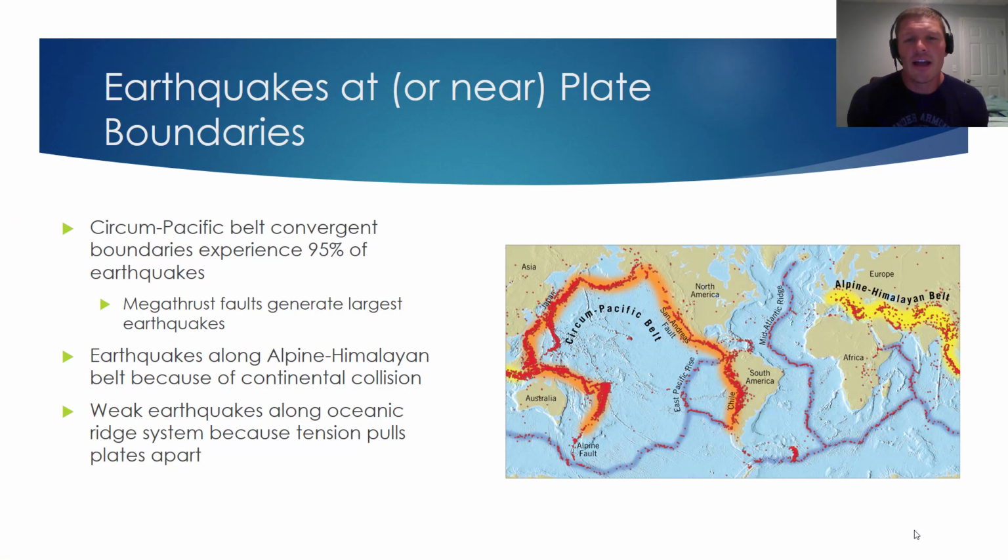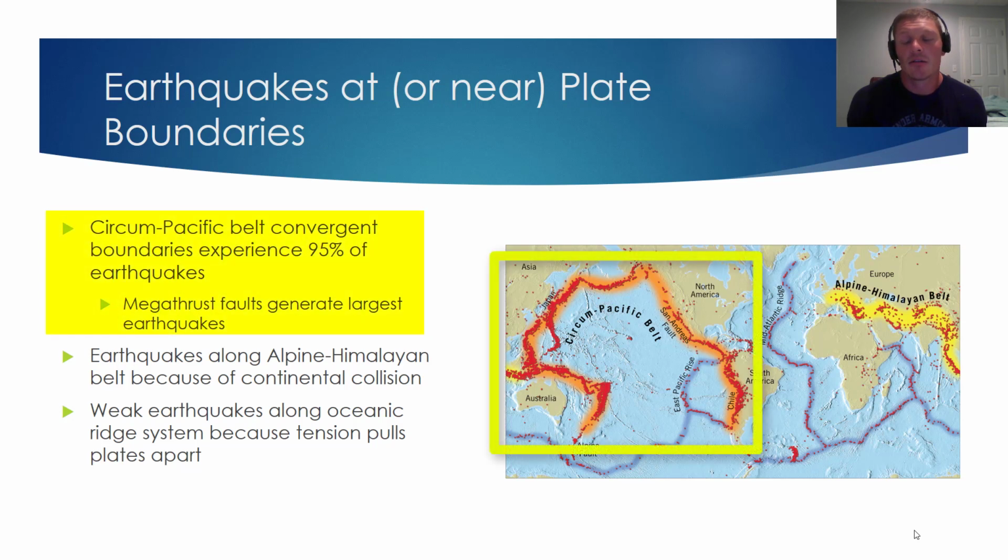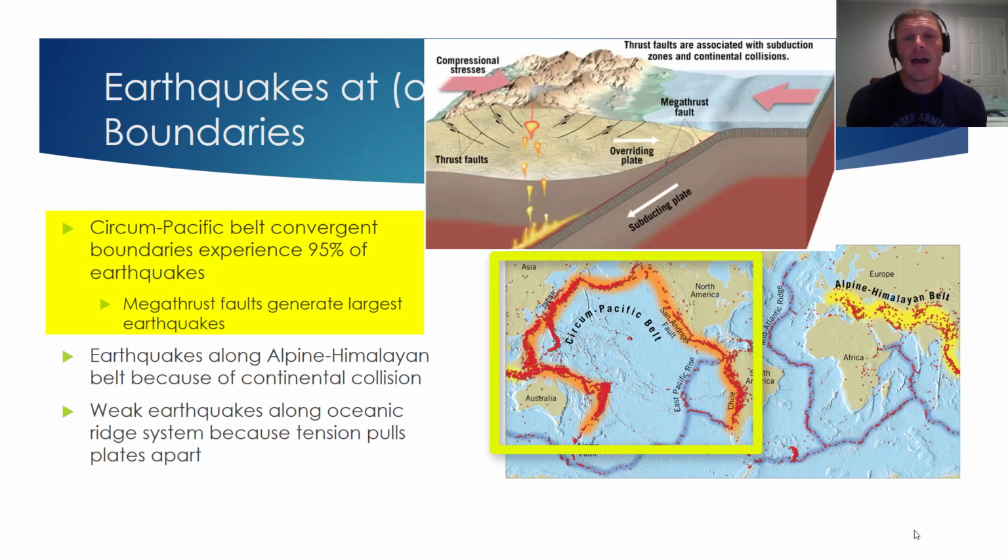Let's take a real quick look at the worldwide distribution of earthquake regions. I'd like to first call your attention to the Circum-Pacific Belt, where about 95% of earthquakes will occur at convergent boundaries. At these convergent boundaries, those megathrust faults can be generated, and that's where you can see some extremely powerful earthquakes. Another thing to note about the Circum-Pacific Belt is that this region is also known as the Ring of Fire, because we see a lot of volcanic activity in this very same region.